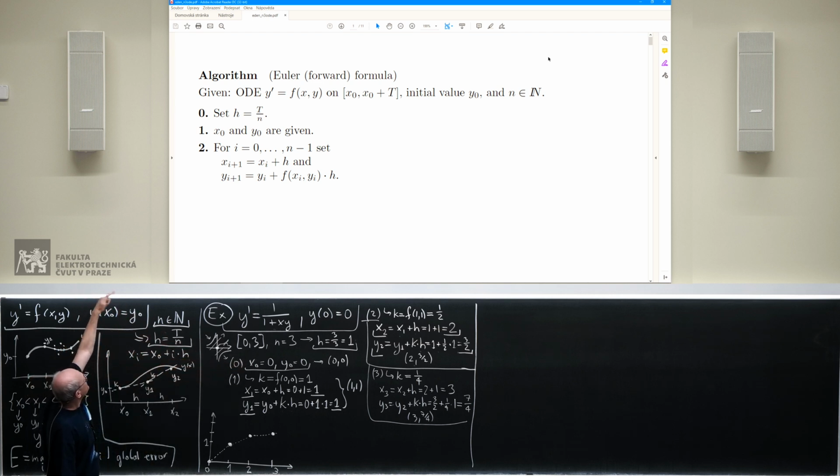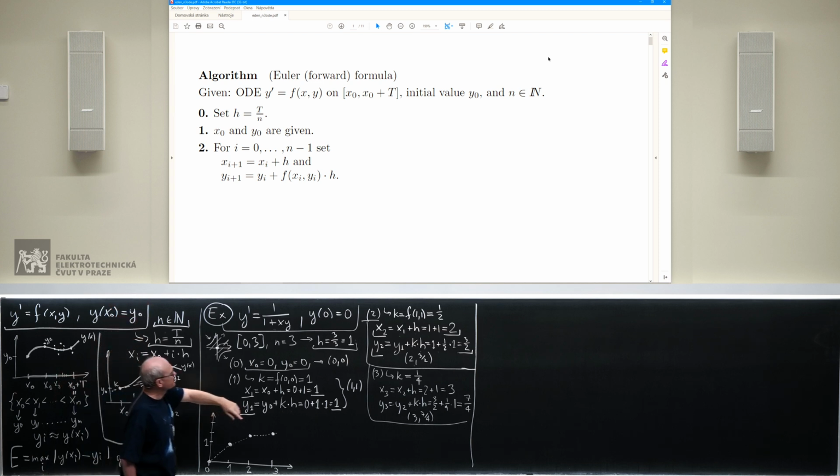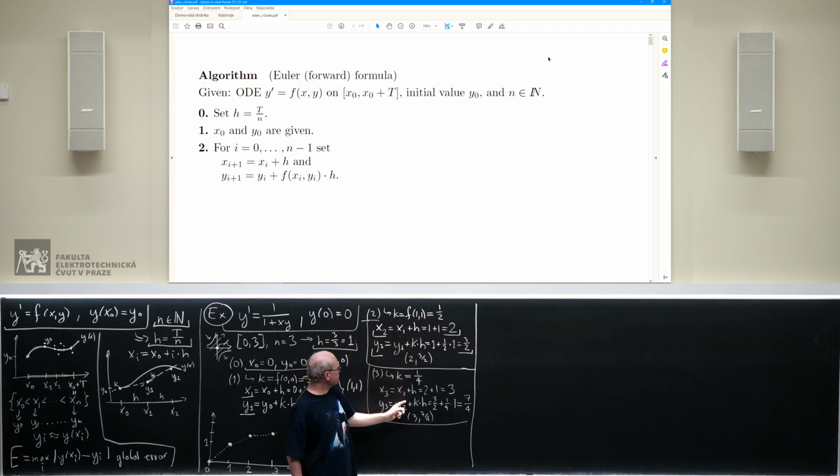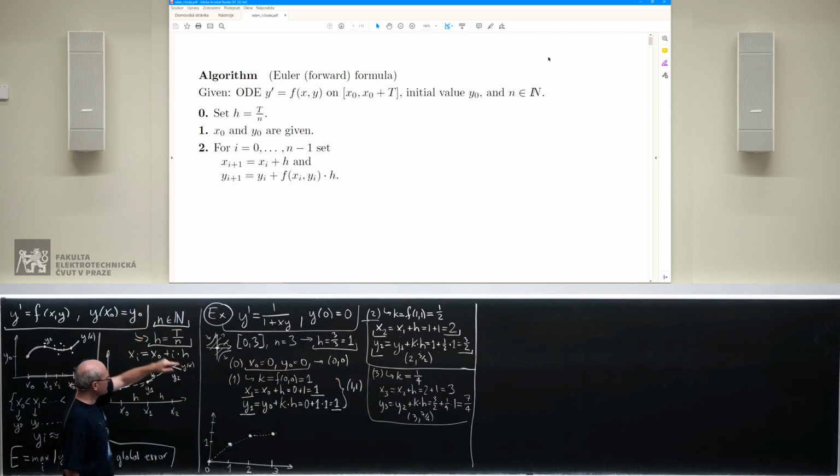And then there is an iterative procedure. We are repeatedly generating pairs of points which are based on the previous known location. Now the formula for new x fits with our formula for new x. We are just adding h at each stage. And the formula for y again fits our formula.